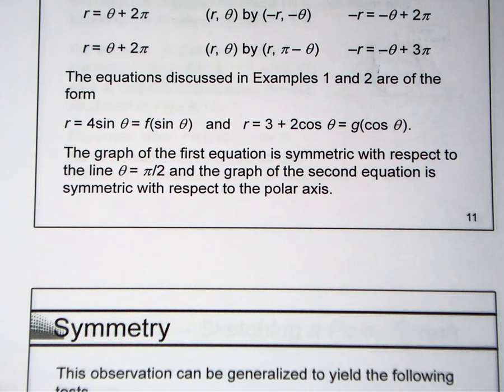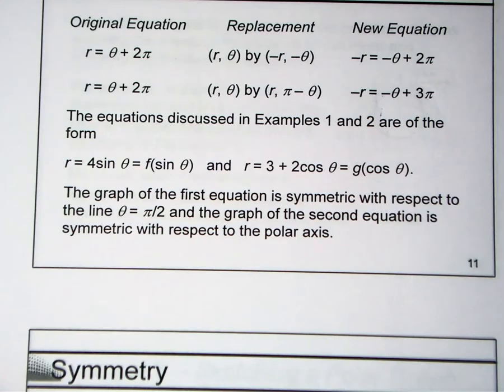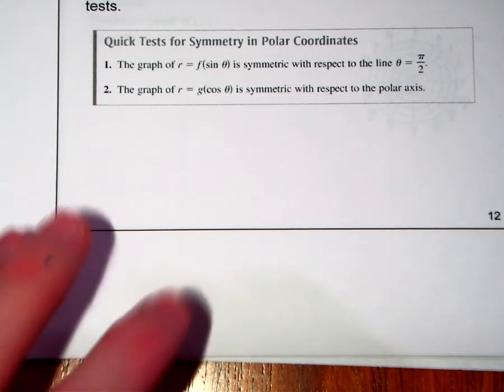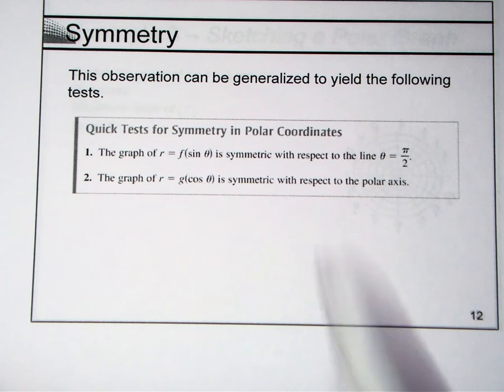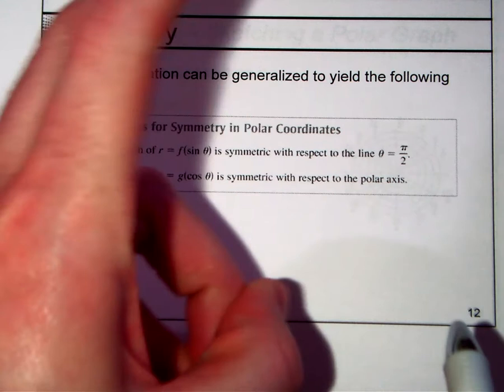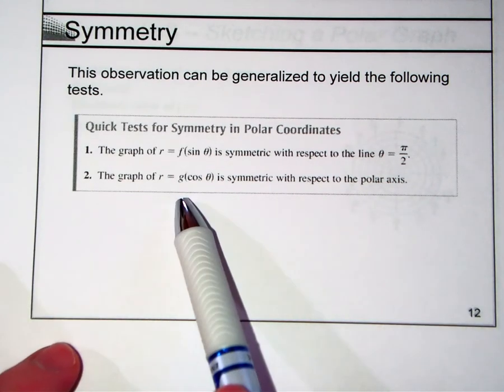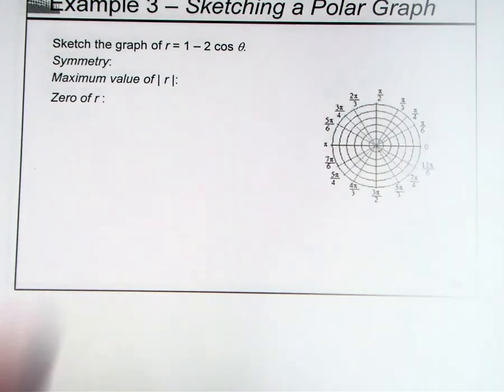Okay, and there's our tests. We already looked at those. And then here's the super shortcuts. This observation can be generalized to yield the following tests. If the graph of r equals some function of a sine, it's going to be symmetric with theta equals pi over 2, or your y-axis. The graph of r equals some function of cosine is going to be symmetric with respect to the polar axis. So there's the super shortcuts. They waited that long to tell you.